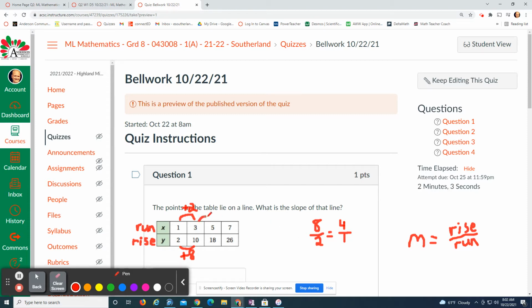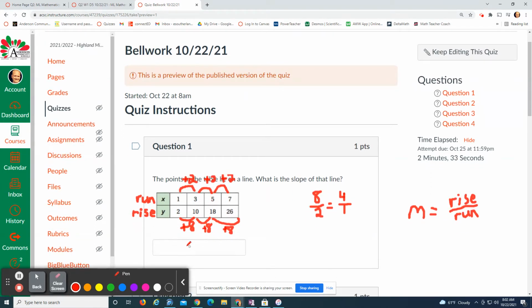What do you got to do to 3 to get to 5? Add 2. What do you got to do to 5 to get to 7? Add 2. What do you got to do to 10 to get to 18? What do you got to do to 18 to get to 26? Add 8. So see how it's a pattern? That's what slope is. It's a consistent pattern. You're constantly changing the same amount. So it goes plus 2, plus 2, plus 2, plus 8, plus 8, plus 8. So that's what your slope is.